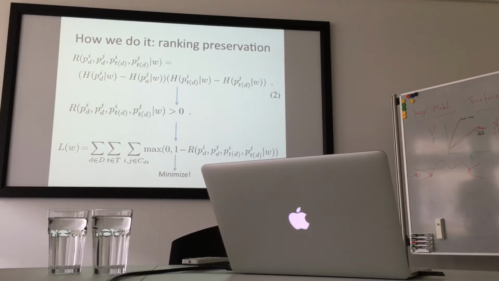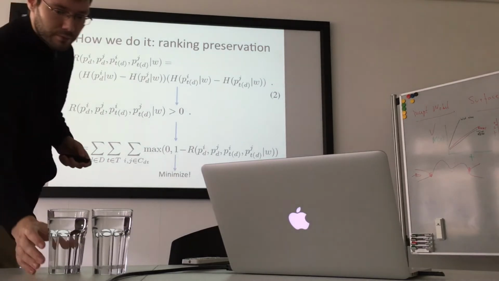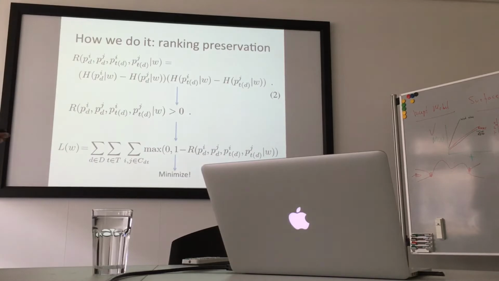Basically, we take this difference between i and j in the left image, and the difference in the transformed image as well. So you see if this one is larger than this one, and this one is larger than this one, then it's positive, and the other way around as well. So basically, it will be positive.